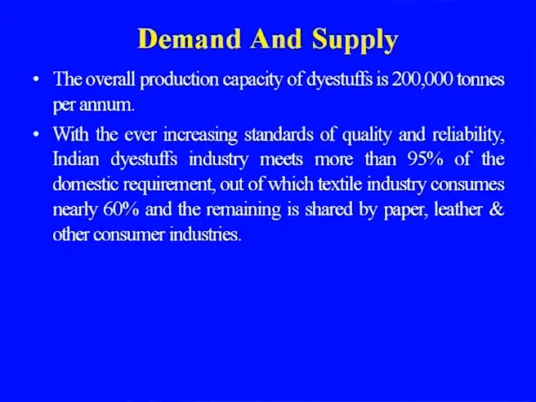The overall production capacity of dye stuff is 2 lakh tons per annum. With the ever increasing standards of quality and reliability, the Indian dye stuff industry meets more than 90% of the domestic requirement now, out of which the textile industry consumes nearly 60% and the remaining is shared by leather, paper and other consumer industries.